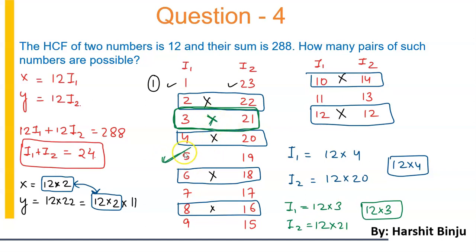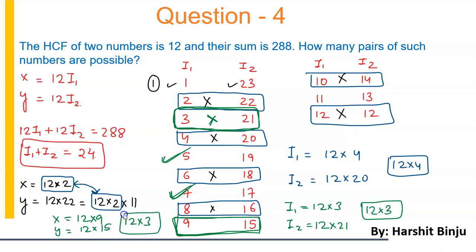5 and 19 will work for me because there is nothing in common. I1 is 12 into 5, I2 is 12 into 19, so 12 is the only thing which is common. 7 and 17 will also work. It's 12 into 7 and 12 into 17, so it's just the 12 which is common. 9 and 15 will not work, because in that case X will become 12 into 9 and Y will become 12 into 15. So apart from 12 you can also have 3 in common.